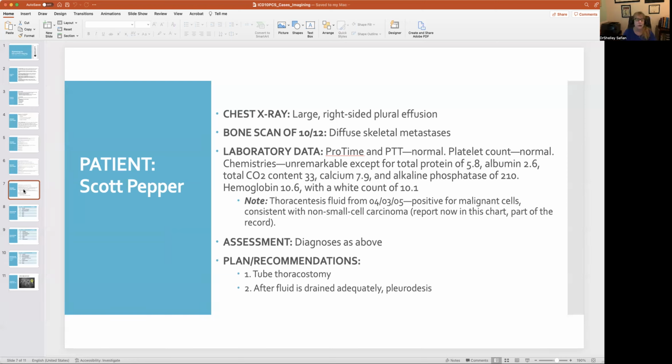Plan and recommendation. They are recommending that a tube thoracostomy be done. They're going to put a tube into his lungs, and after fluid is drained adequately, a pleurodesis. Okay.